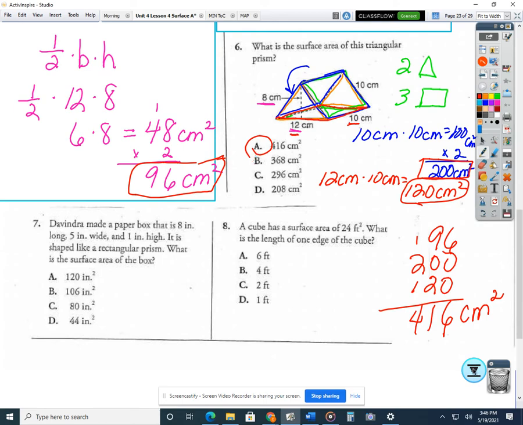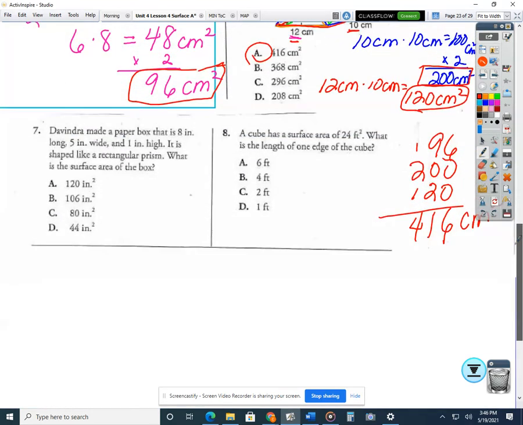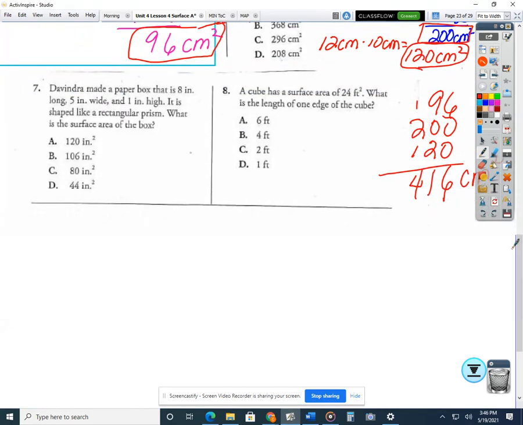All right, moving on down, looking at problem 7. Devendra made a paper box that is 8 inches long by 5 inches wide by 1 inch high. It is shaped like a rectangular prism. What is the surface area of the box? Remember to work carefully and account for all 6 sides.